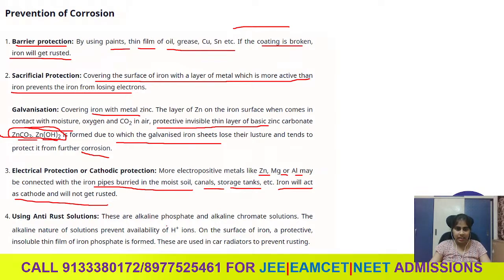Next, use of anti-rust solutions. That is, these are alkaline phosphate and alkaline chromate solutions. These are alkaline in nature and the solutions prevent the availability of H plus ions. This does not produce H plus ions. On the surface of the iron, a protective insoluble thin film of iron sulfate is formed which protects it from corrosion. So these are the steps to prevent corrosion of the metals.